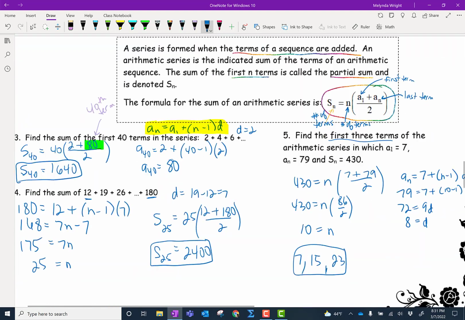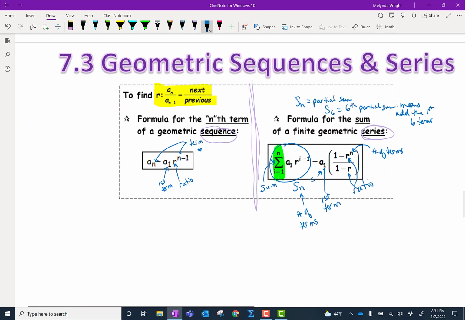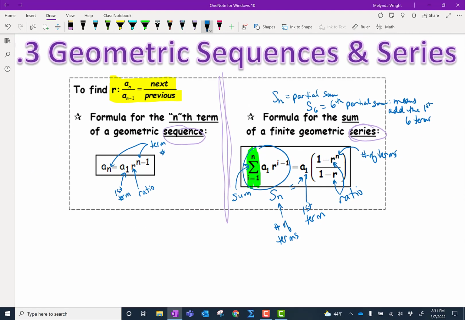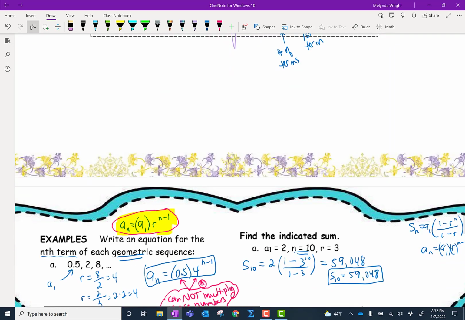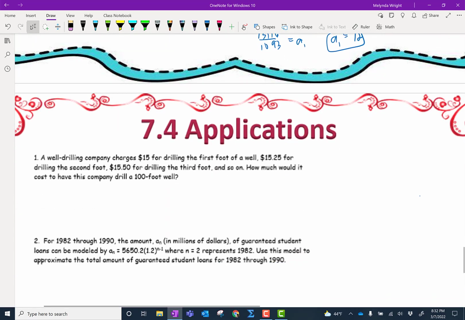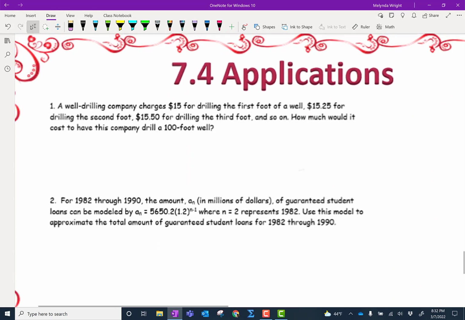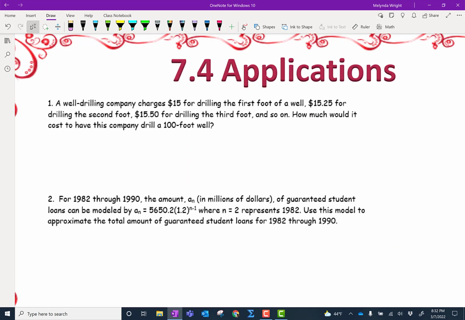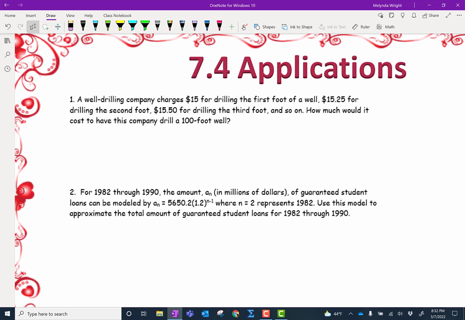Okay. Then we talked about geometric sequences and series. Those were the ones where we would multiply by the same number over and over again, or divide by the same number over and over again. Right now, for this lesson, we're going to pull all that together, and we're going to do word problems of both types, both arithmetic and geometric. Okay, so it would be good if you had your calculator. Let's take a look at the first question.